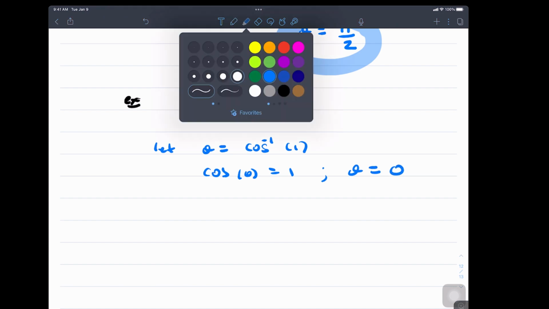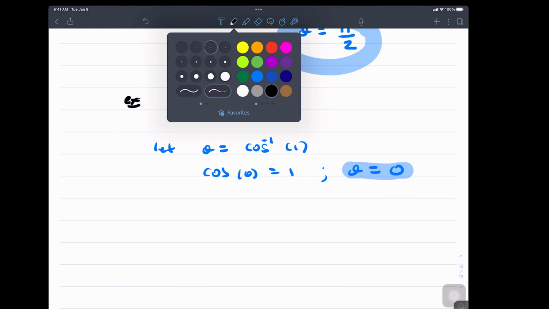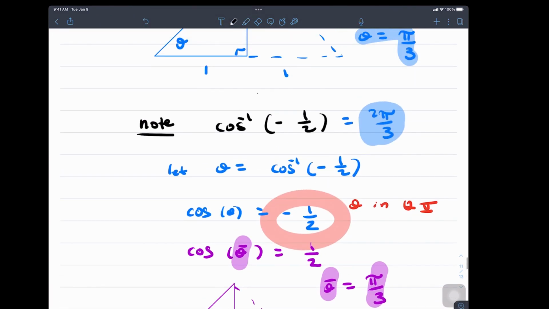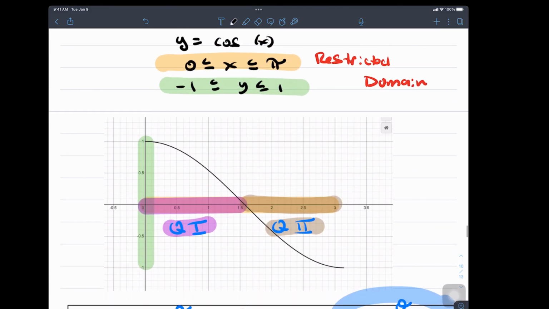Theta is 0. Is that true? Okay? Because that's where you have the maximum value. You go, really? Yeah, all I'm doing, ladies and gentlemen, is going to the cosine curve. And you really should be thinking of the restricted domain. Here's what I mean by that. See this here?